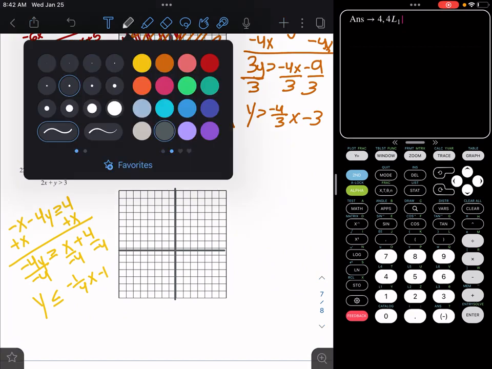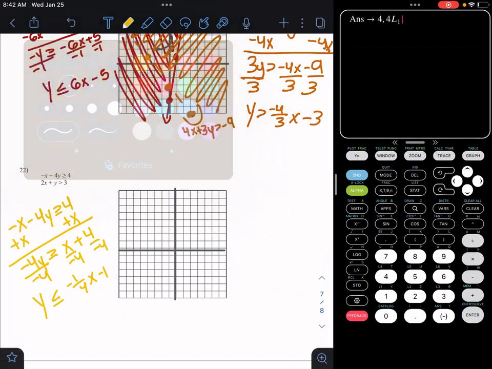Alright, let's see this. Negative 1 means we go down 1 and put a point. And then negative 1, 4 means go down 1 to the right 4. 1, 2, 3, 4. Then up 1 to the right 4. 1, 2, 3, 4. Up 1. 1, 2, 3, 4. Put a point. Let's connect all of these. Put our arrows. And then shade below.